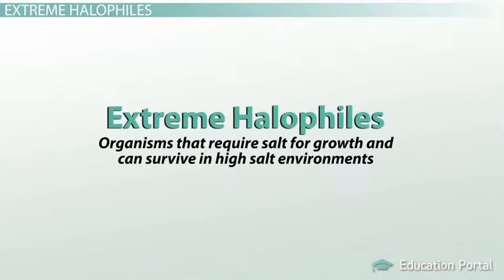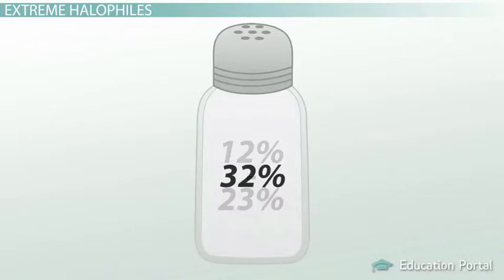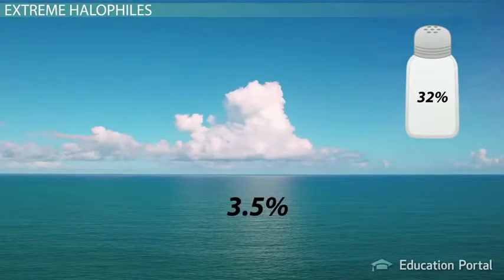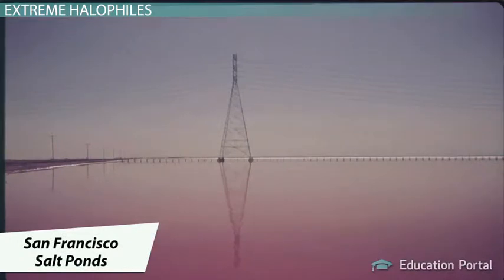Extreme halophiles are organisms that require salt for growth and can survive in high salt environments. These Archaea grow best between 12 and 23% salt, but can survive in a saturated salt solution of 32%. As a comparison, seawater is only 3.5% salt, and most bacteria are unable to grow in seawater because it is too salty. The Great Salt Lake, pools of evaporating seawater, like the San Francisco salt ponds, and the surfaces of salted meats and fish all have very high salt concentrations that extreme halophiles can survive.